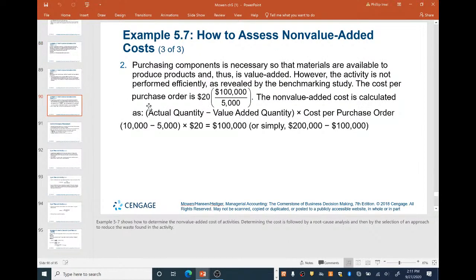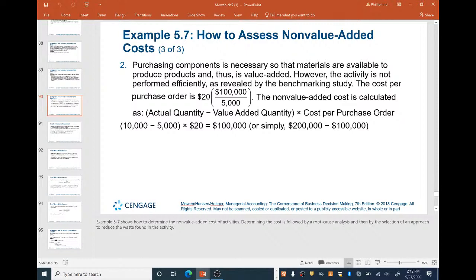100,000 divided by 5,000. There's our purchase order. Cost per purchase order is $20. So therefore, the non-value added cost is going to be calculated as the actual quantity minus the value added quantity times the cost per purchase order.